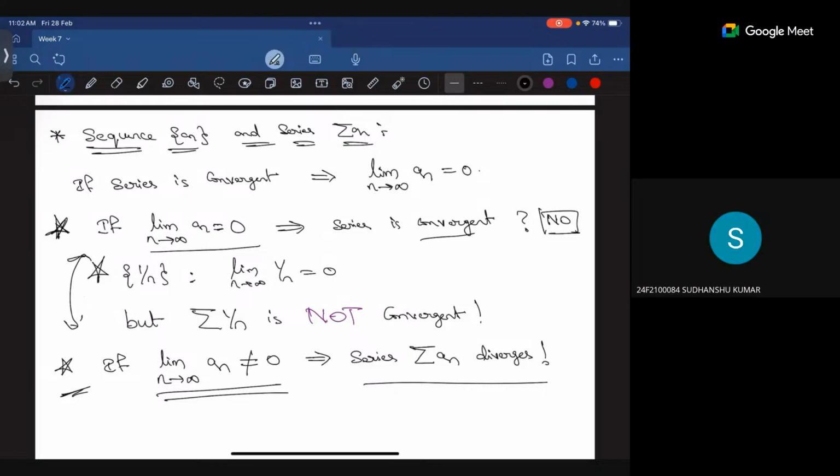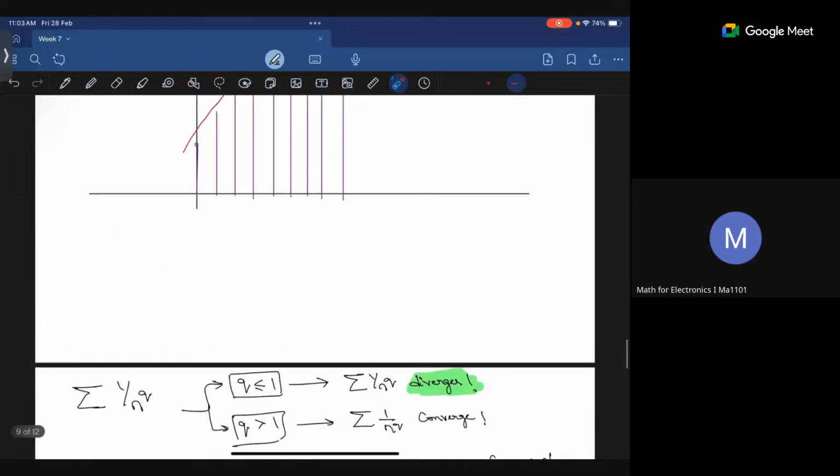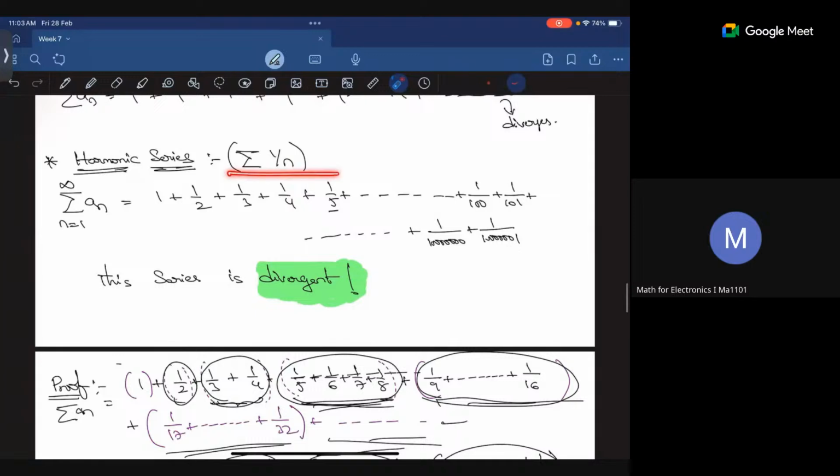But sir, when a_n is zero, which is a real number, then why will it not always converge? Once you have an exception, then definitely you can't say so. This is the exception, the harmonic series example. If you see 1/n, this sequence limit is 0, right? Yes, sir. But the series is not convergent. We have just proved that the summation of 1/n is a divergent series. It's not a convergent series.